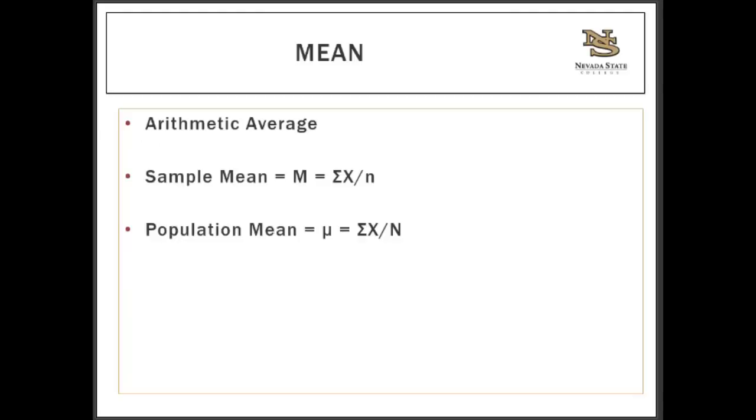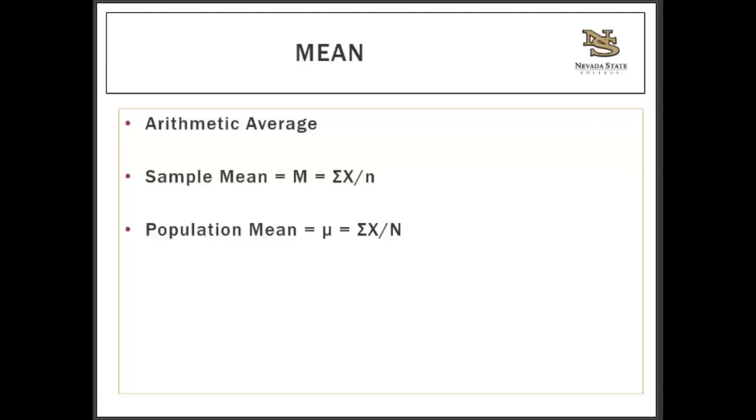So the mean is just a fancy statistical term for the average. We've all heard about the average before. And the way that you find the average, or the mean as we're going to be calling it from here on out, is you take all of the scores that you're interested in, you add them together, and you divide by the total number of scores that you added together.